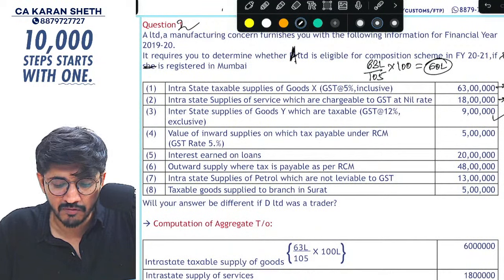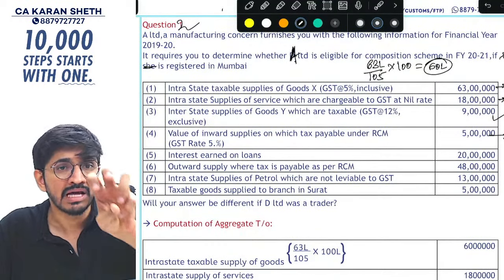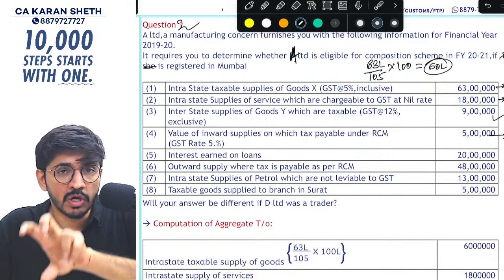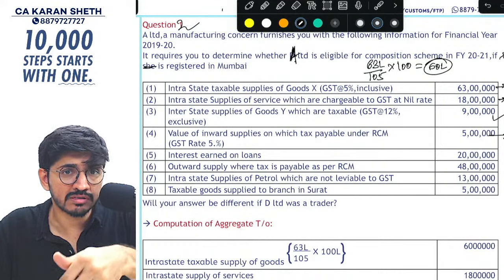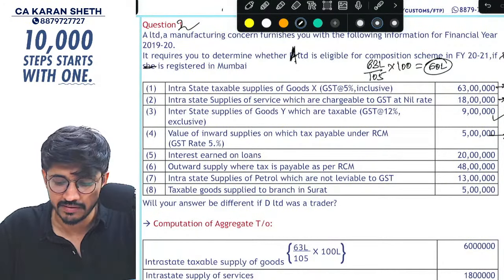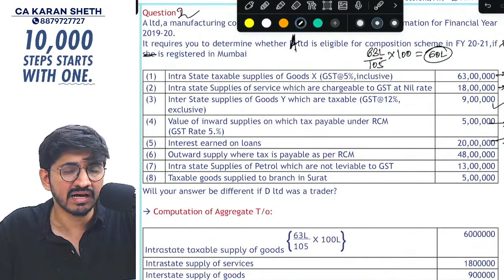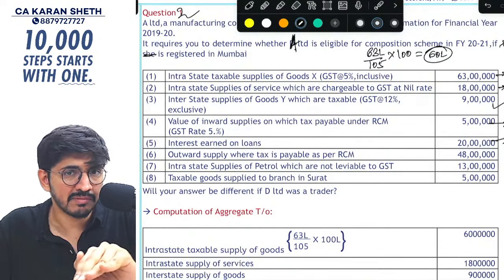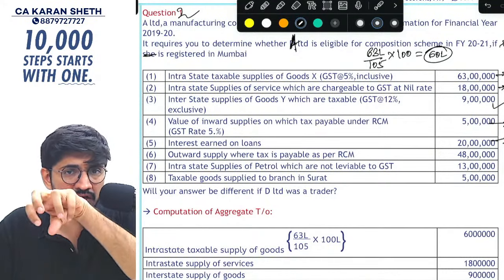Value of inward supply on which tax is payable under RCM? No, we will not take it, because we will only focus on sales. Because how do you qualify? From sales. So how will you be called a small taxpayer? When your sales are low, there is no question of purchases. Interest on that is something that we will never take in the entire composition scheme computation, whether the turnover of the preceding financial year or the current financial year.